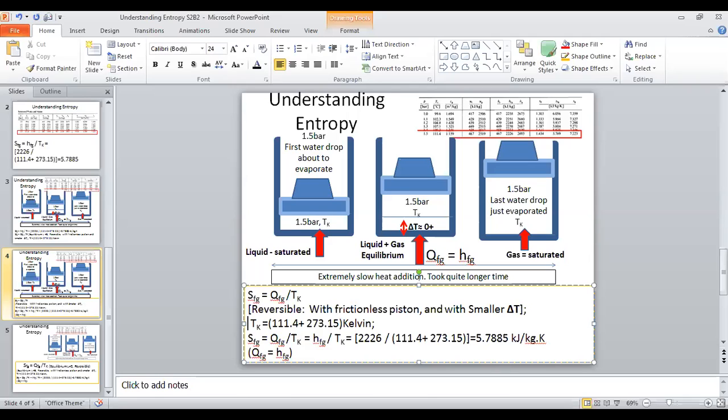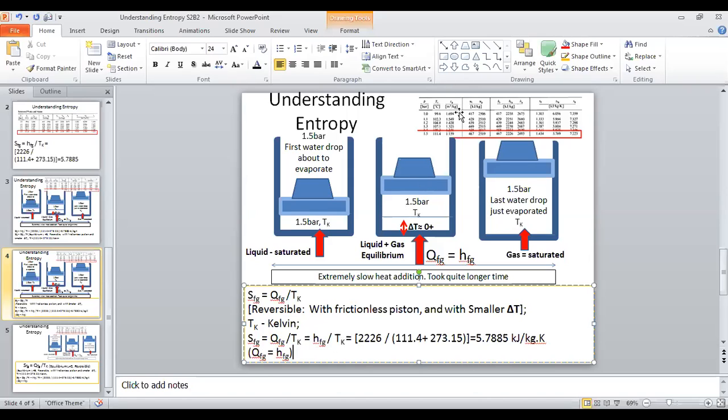And TK means the T in Kelvin, T of the system or the wall, where the heat transfer is, in Kelvin. TK in Kelvin. So for this case, SFG is QFG by TK equals HFG by TK, because QFG is HFG. Because of this.